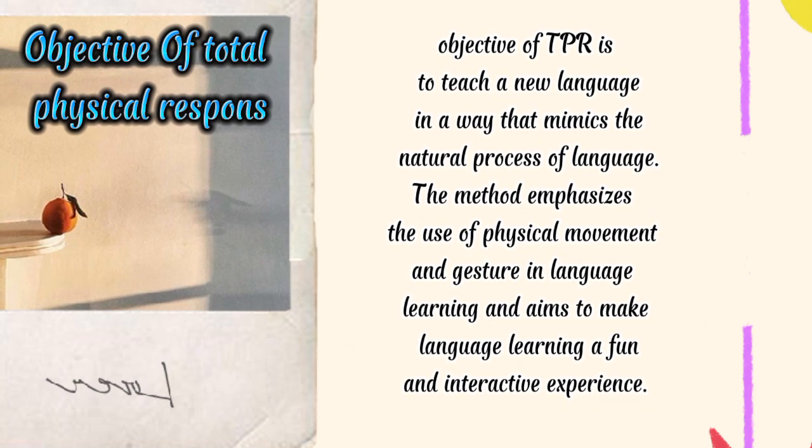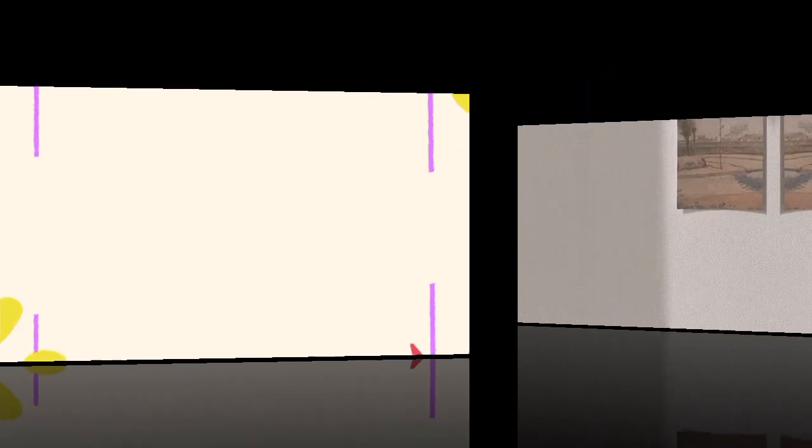Next is objective of total physical response. The objective of total physical response is to teach a new language in a way that mimics the natural process of language learning. The method emphasizes the use of physical movement and gesture in language learning and aims to make language learning a fun and interactive experience.